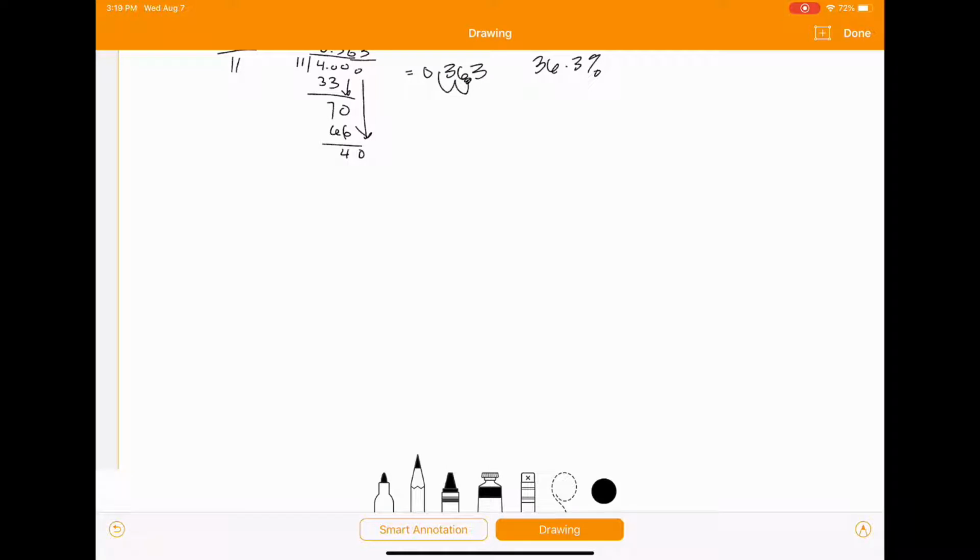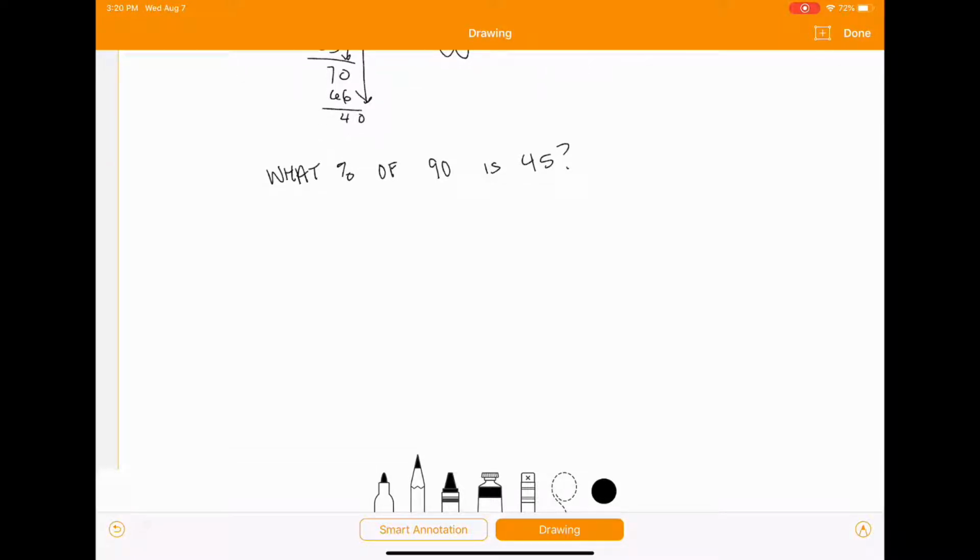Another thing that you might be asked to do is to find a certain percent of some value. So if you're asked, let's see, what percent of 90 is 45? You're going to go ahead and use this equation right here. A over B equals P over 100, where A equals the portion of your base, B equals your base, and P over 100 equals your percent.